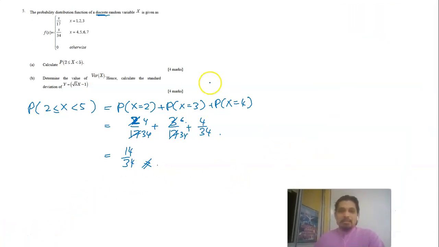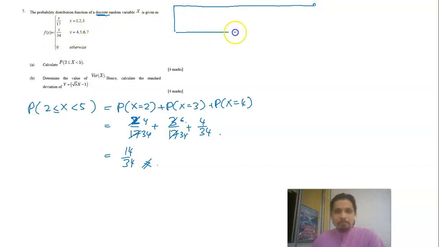Okay, class, because the question wants us to find the variance of x, if I can, let us transfer this function into this table.